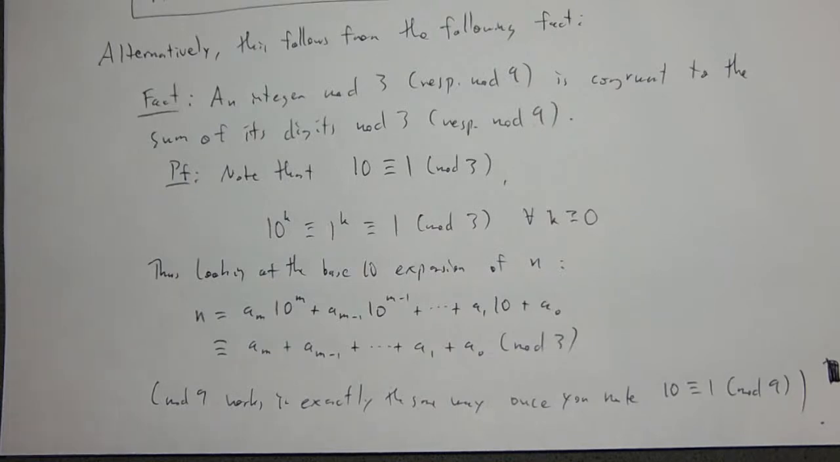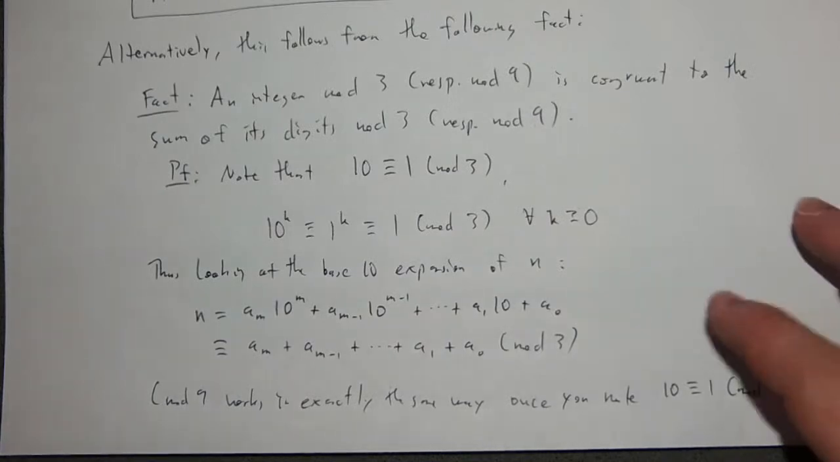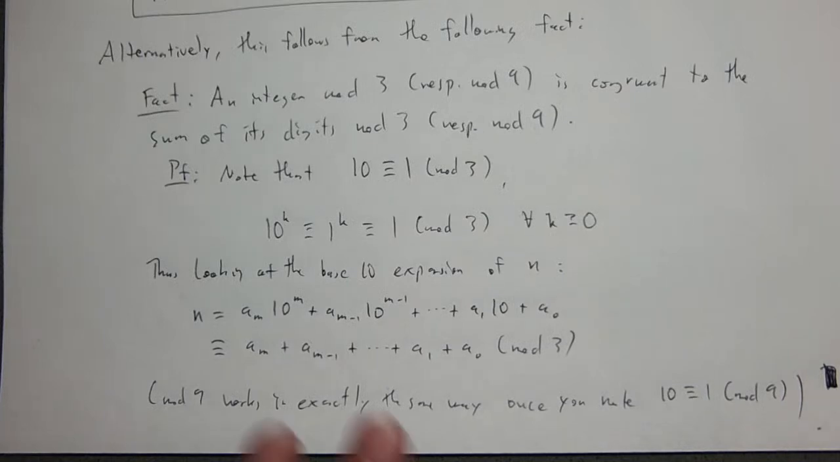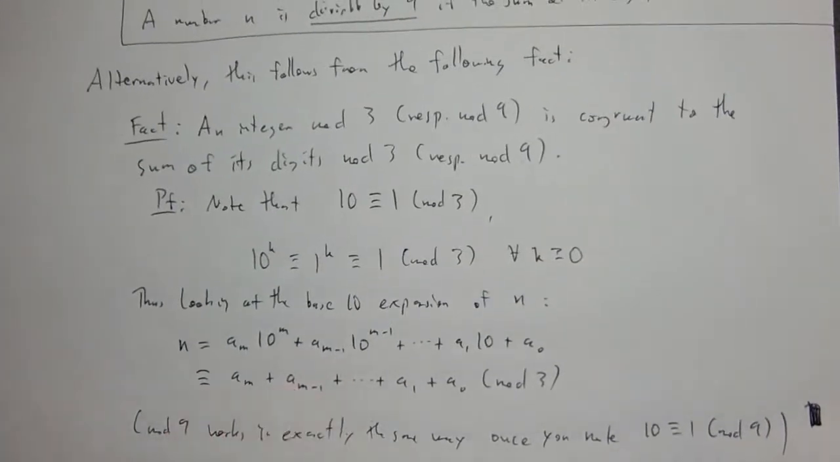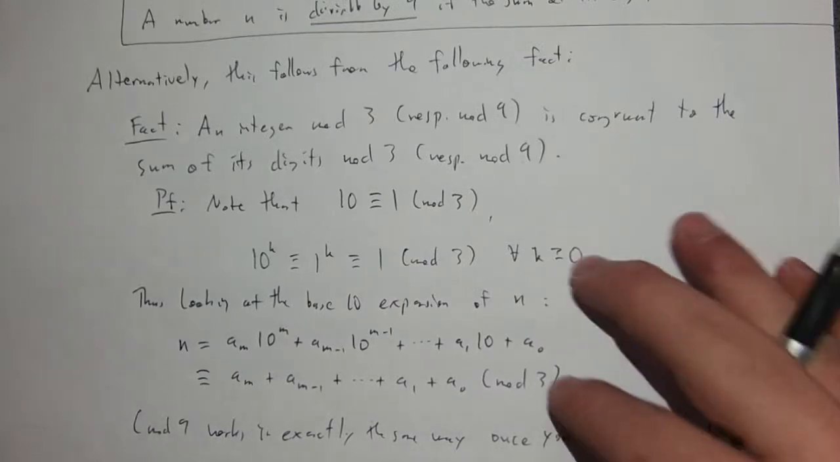Well, this is nice. This is particularly useful because this is something that can be very, very quickly computed. Because summing digits, even if the number is really, really long, is something that you can do pretty quickly, right? Okay. So, quick example.